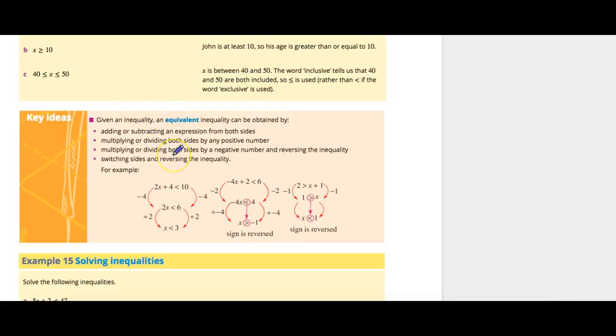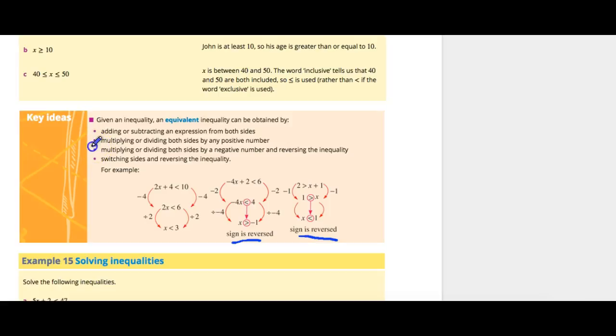You can see that the first one, just the first one, not the second one, I just realized, is solved the same way as a normal equation. Now, the second and the third one are slightly different. You can see here the sign is reversed. The reason for that is, and this rule here, oh yeah, it's written in here.